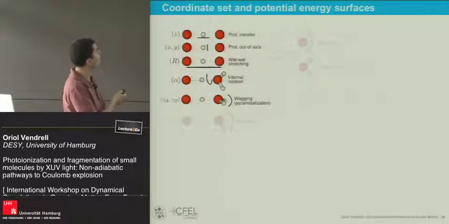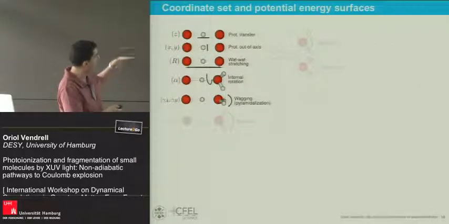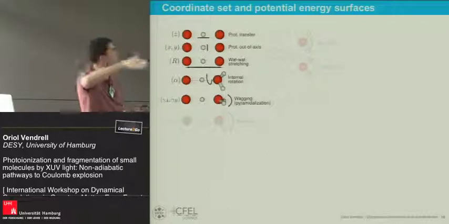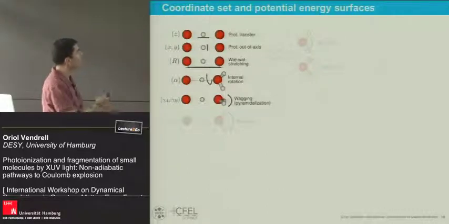So basically, we are simulating with the coordinates proton between the two water molecules, proton out of the axis, oxygen-oxygen distance, internal rotation of the water molecule, and these pyramidalization angles of the water molecules. And these other coordinates are just frozen at their ground state equilibrium distances.